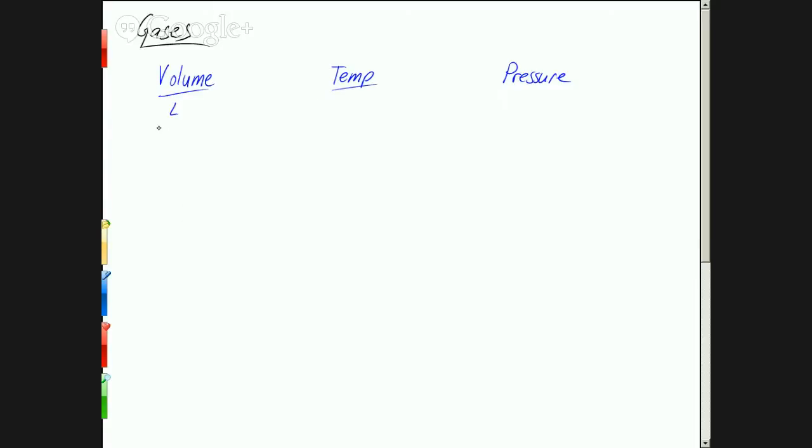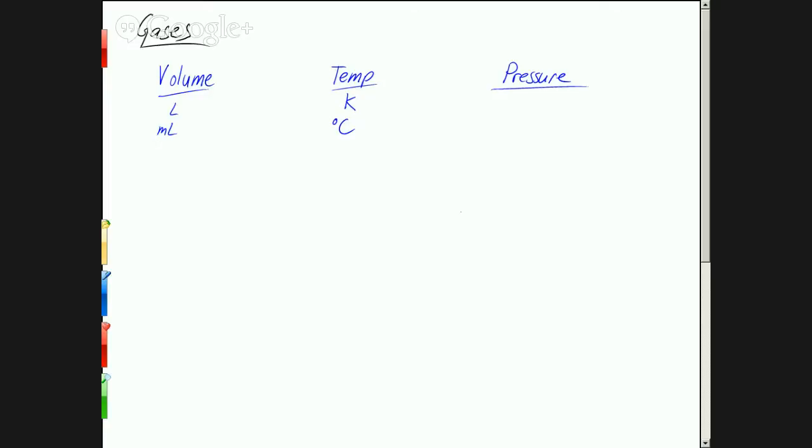We know we measure volume in liters or milliliters usually. Temperature for gases, we're going to really focus on Kelvin because it starts at 0 and it makes a lot of the calculations easier, but we'll also deal with, of course, degrees C. Pressure is the new one.